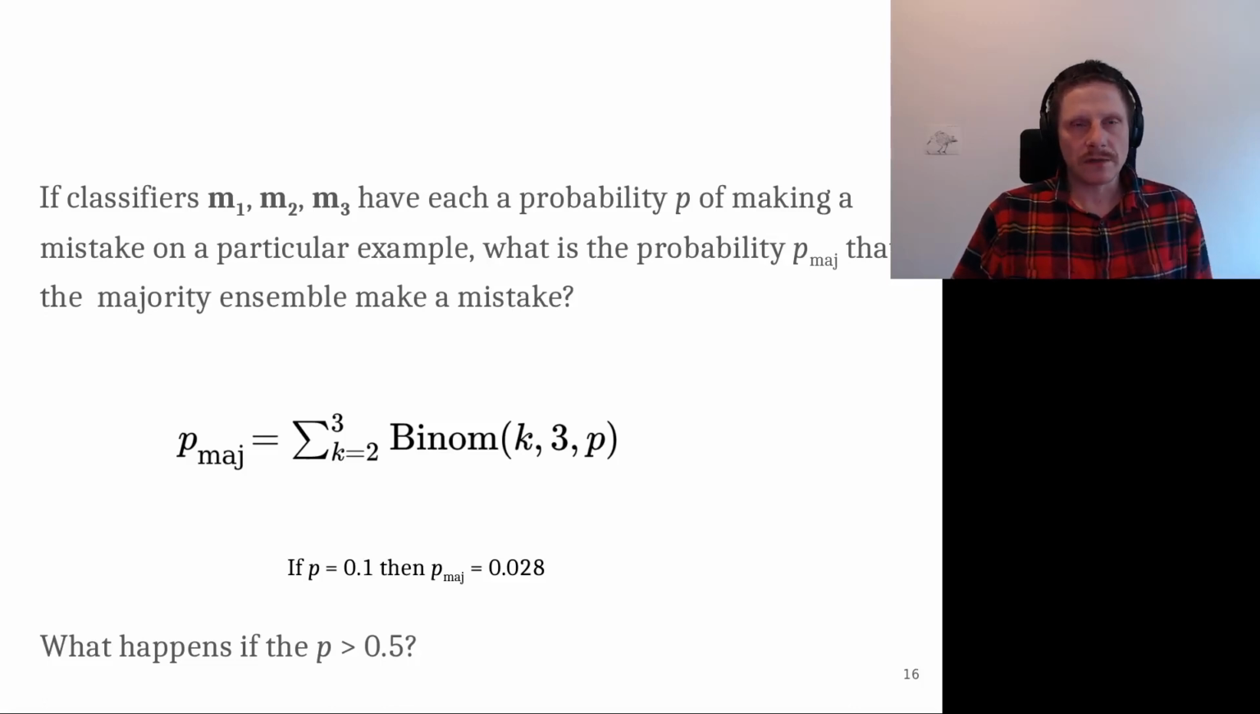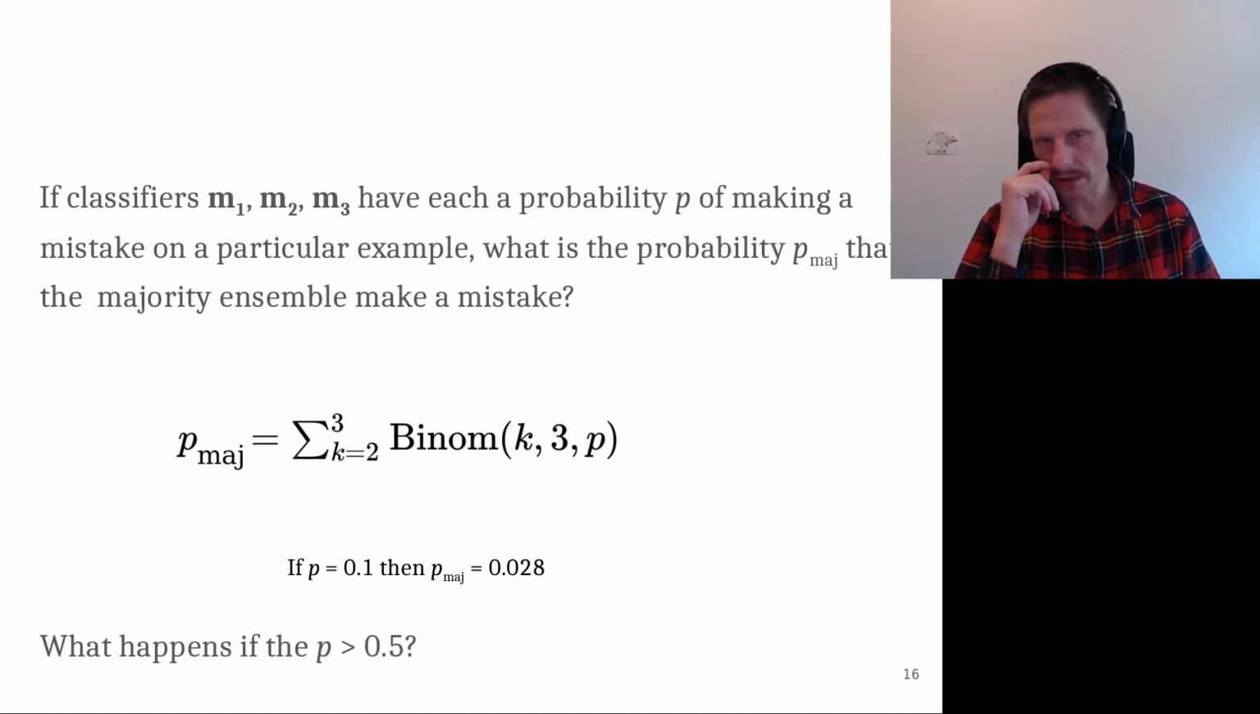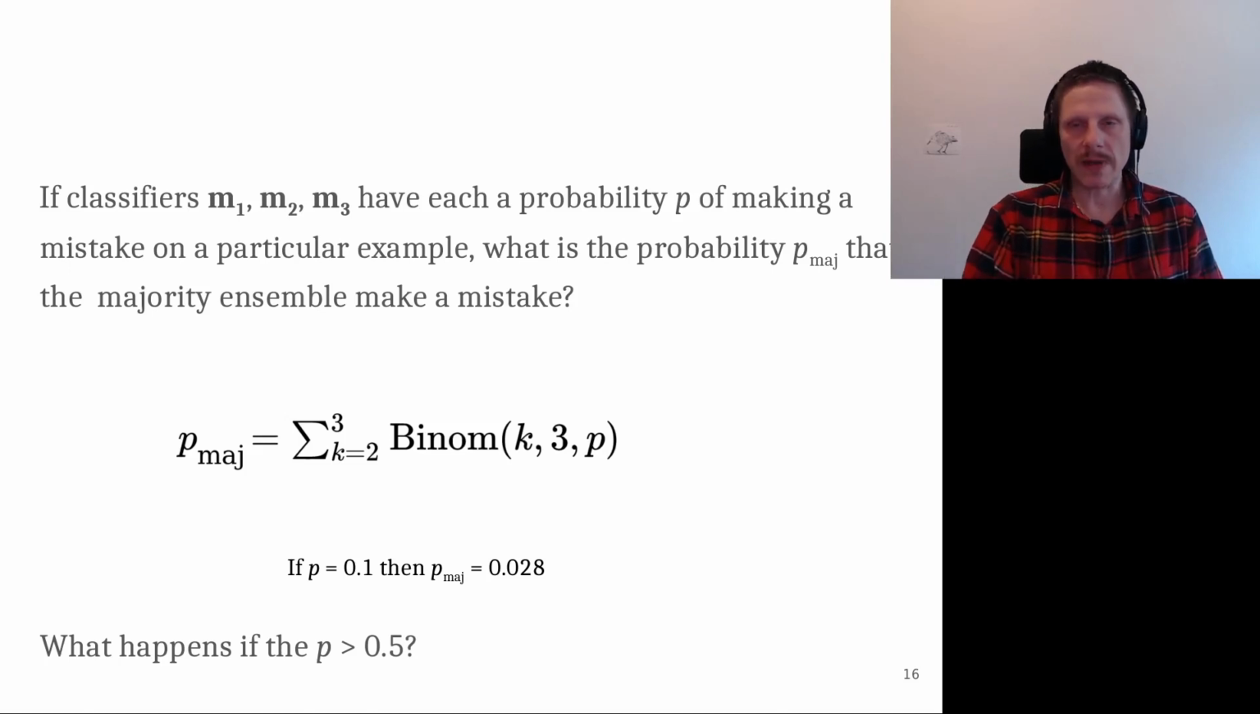Let's analyze the case of a majority classifier ensemble a little bit more formally. If we have three classifiers, M1, M2, M3, which each have a probability P of making a mistake on a particular example, and these probabilities are independent of each other, what is the probability P majority that the majority ensemble also makes a mistake? And so when does it make a mistake? Well, only in the case where either two or three of the classifiers make a mistake simultaneously.